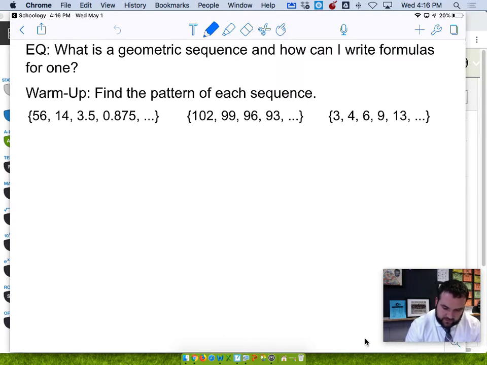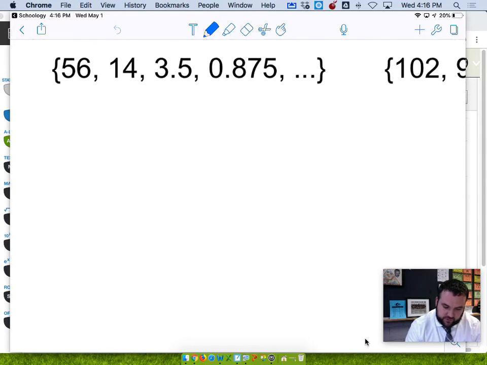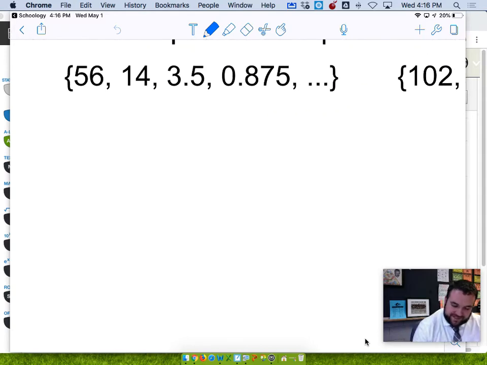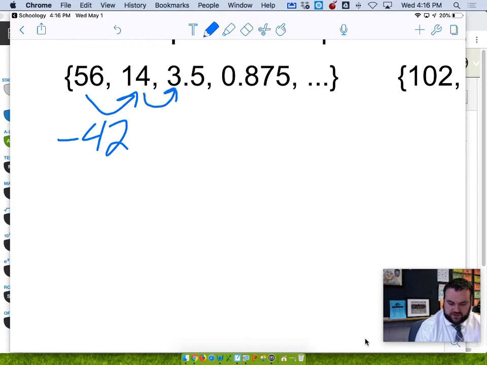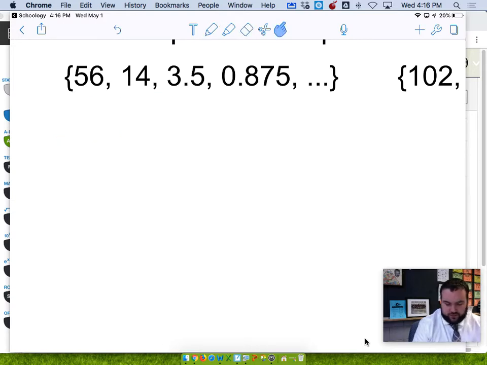So our warm-up is to find the pattern of each sequence. From 56 to 14 to 3.5 to 0.875, that's pretty clearly not going to be subtraction, because this has to be minus 42, and then this is definitely not minus 42. So it's not an arithmetic sequence. Even if I try second differences, these numbers are falling too quickly to have a pattern with adding. So I'm actually going to try division.